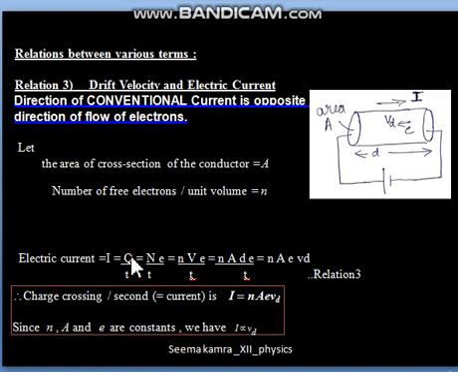Now total charge, how to get the total charge? There is not only one electron moving, there are so many electrons moving. So suppose we call the total number of electrons capital N. So total charge will be 1 electron's charge into the total number of electrons, divided by T.